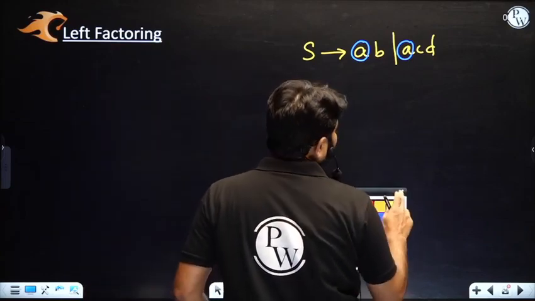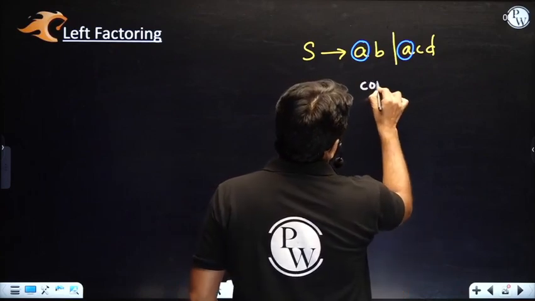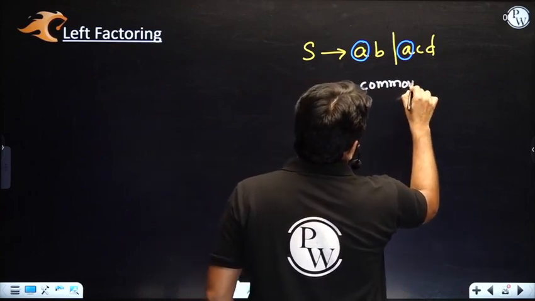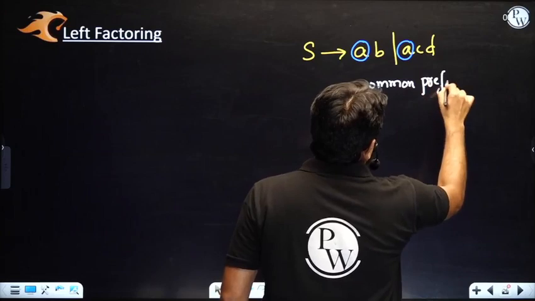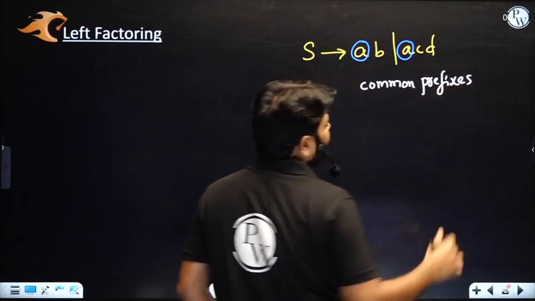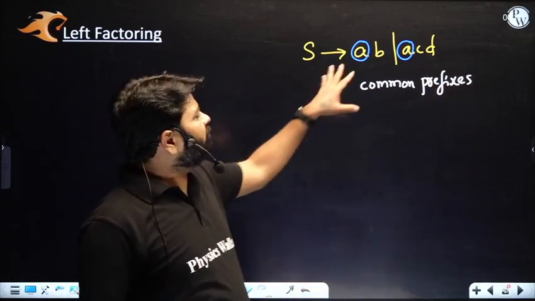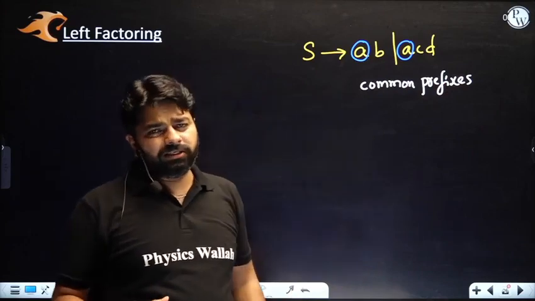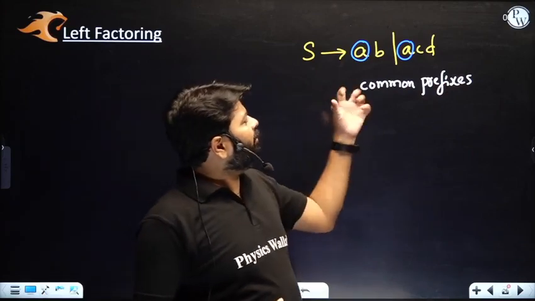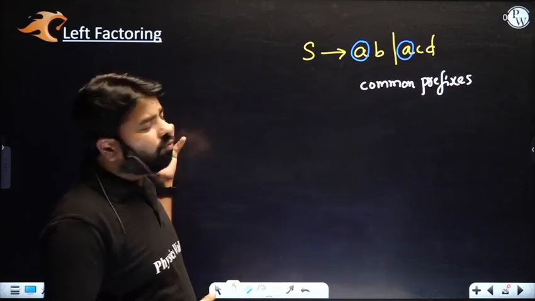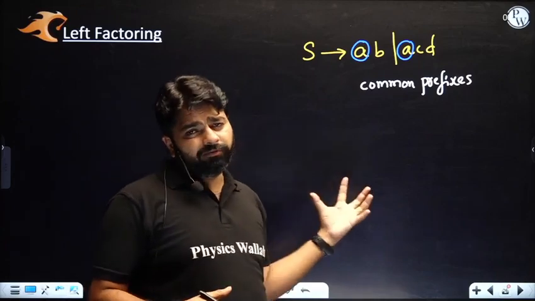What is the problem with this kind of grammar? You have some kind of common prefixes of maybe 1 length or maybe 2 length or maybe 3 length. More than one production is having common prefixes. Now when you have the common prefixes, how do we eliminate such common prefixes?